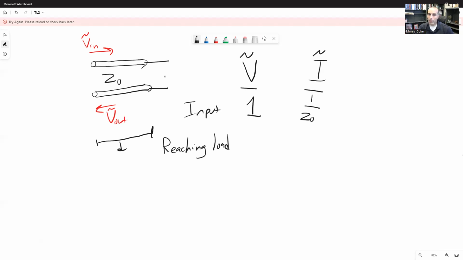We're going to take this value 1 and we're going to multiply it by e to the minus j beta d to account for the phase shift that has occurred as that voltage propagated to the load. For the current, it will be the same thing. We're going to take that 1 over Z0 and multiply it by e to the minus j beta d. Both the voltage and current propagate in the same way because they must scale with each other for any moving wave. All right, now we've got the voltage that is after reflection.